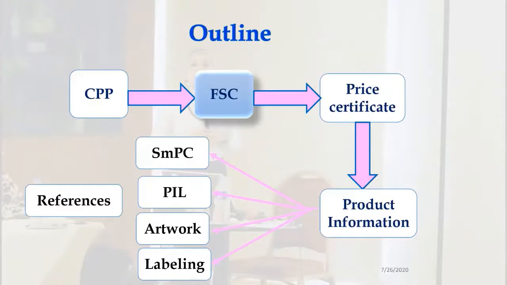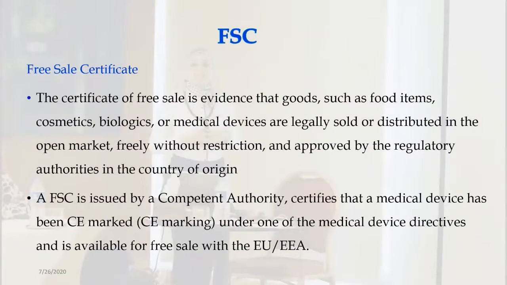For the second point, we will go through the free sale certificate. The free sale certificate is issued by the competent authority in the country of origin to show evidence that the goods, whether a food supplement product, cosmetics, biological or medical devices, and in some cases a pharmaceutical product, are freely sold. It mentions the distribution status and whether the product is already marketed or not, according to the approved information in the country of origin.